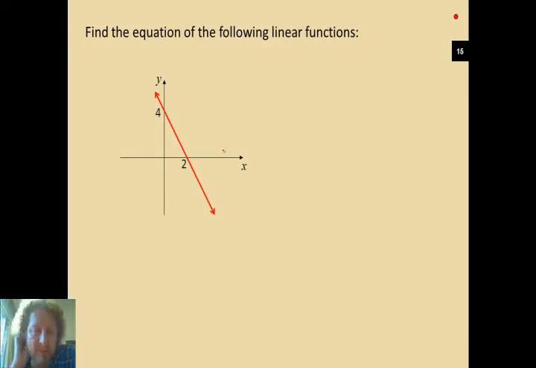So I've got a few extra examples here. Find the equation of the following linear functions. Well, this one, I'm not given the gradient and a point. But am I? I'm not given the gradient, but I can work it out pretty quickly. First thing I'd like to do is say, is the gradient plus or minus? If I'm not good at drawing.